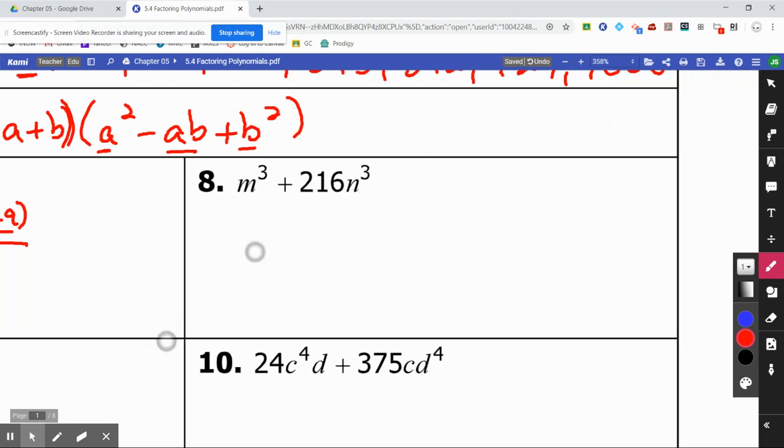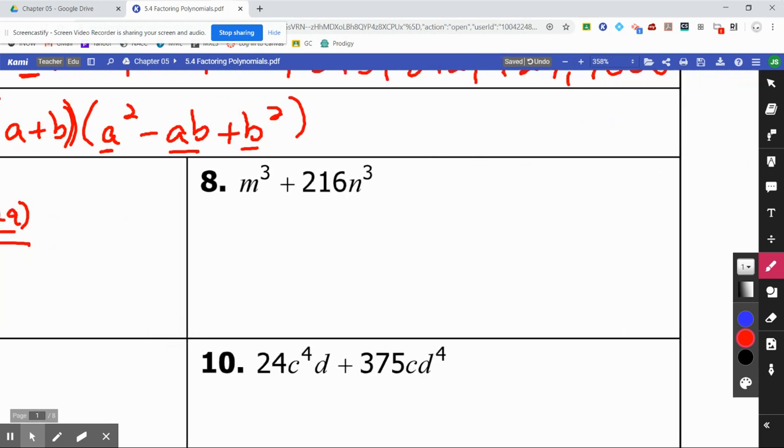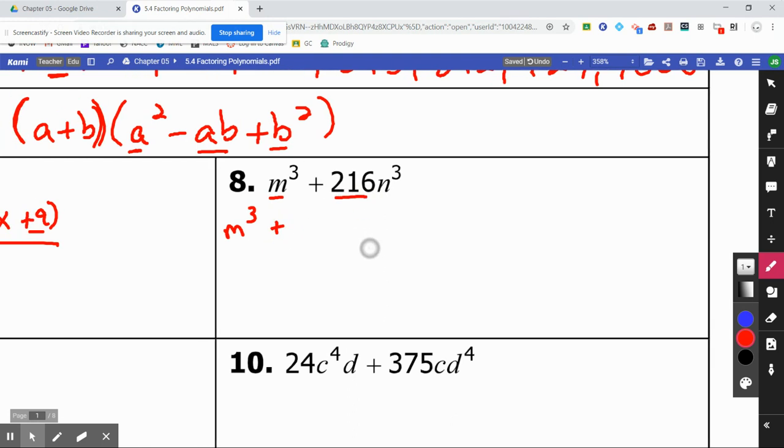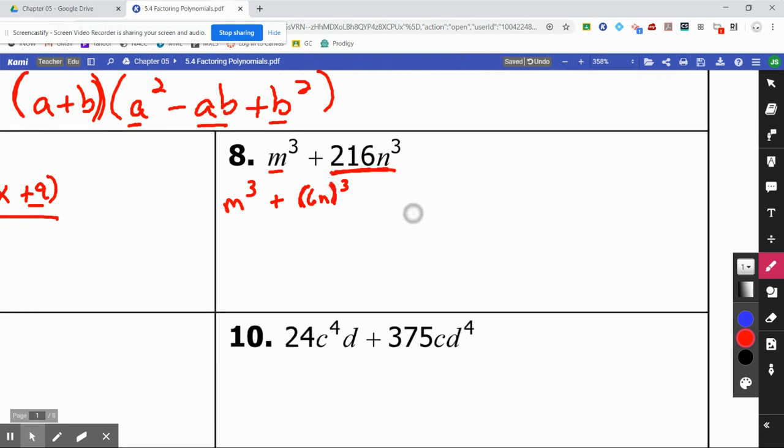Okay, next up, is this sum of cubes? Yes, it is. Now, let's rewrite it in the form so that it matches our formula. I know this is already something to the third, plus 216 is 6 times 6 times 6. So that's 6 to the third. So this whole thing is a 6 and an n to the third power. This is a 6 to the third. This is an n to the third. So I'm going to put that in parentheses as a 6n to the third. Now, you can see you could raise both of those back to the third to give you this term. So let's leave it like this.